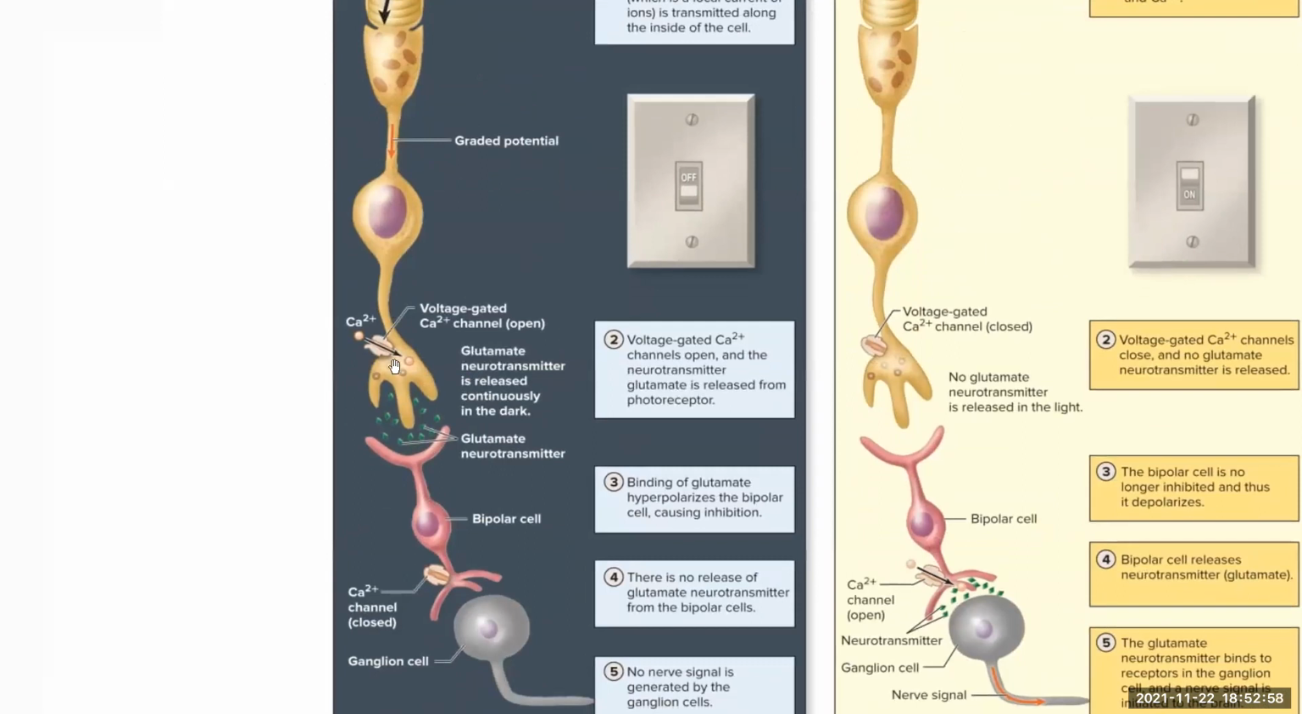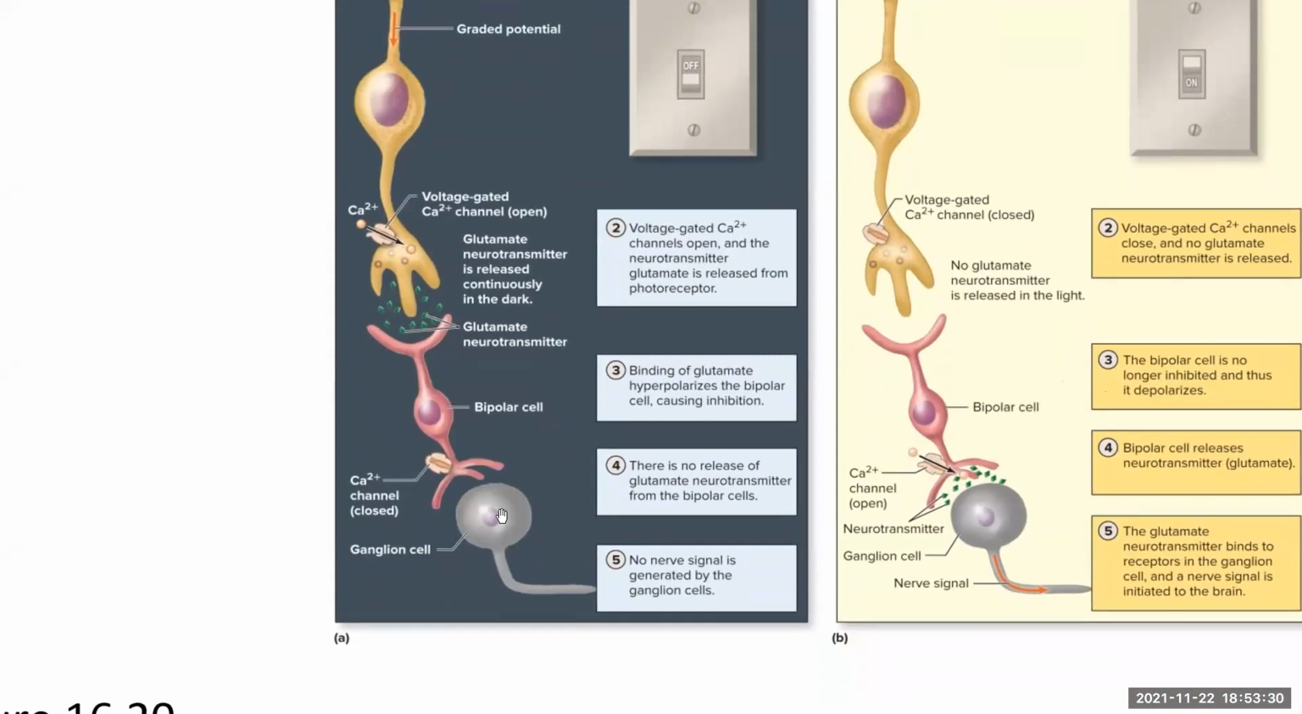That depolarization will trigger the opening of the voltage-gated channels, and those voltage-gated channels then stimulate the release of the neurotransmitter glutamate. That glutamate is released upon the bipolar cells, and it hyperpolarizes them. That means the bipolar cell's voltage-gated calcium channels stay closed. They don't open up, and so it does not release its neurotransmitter, and that means we do not excite the ganglion cell.